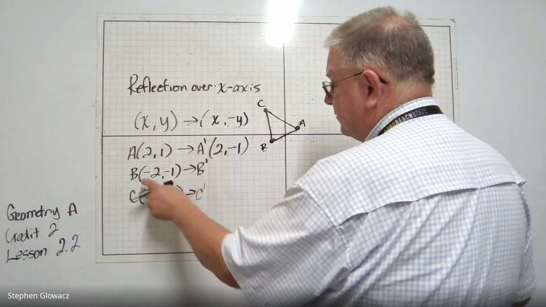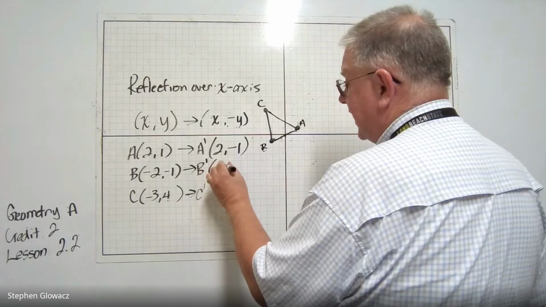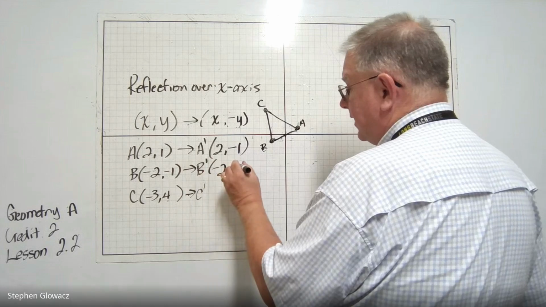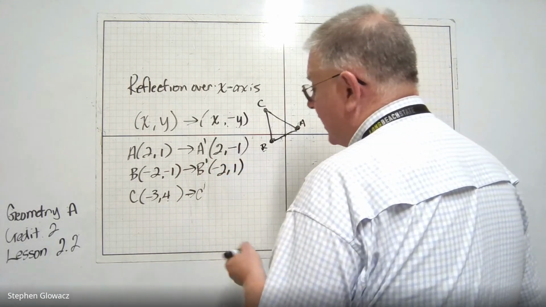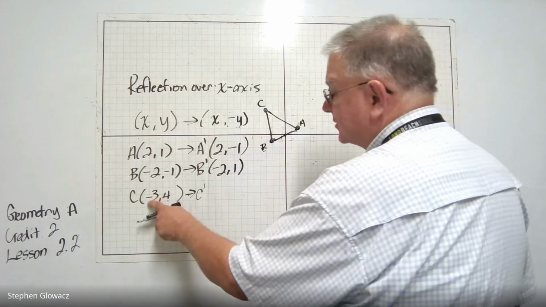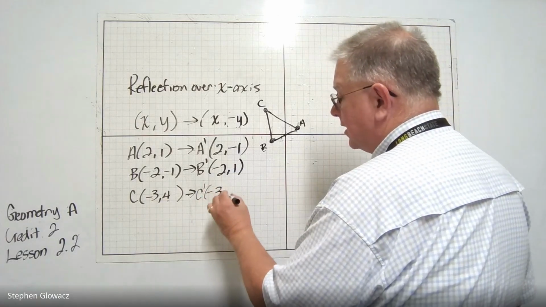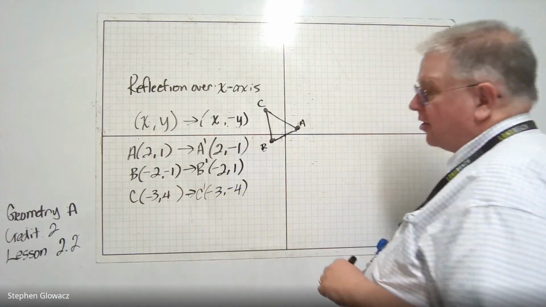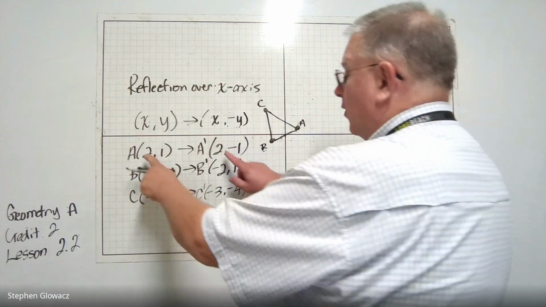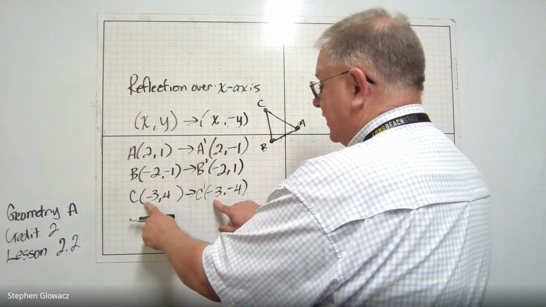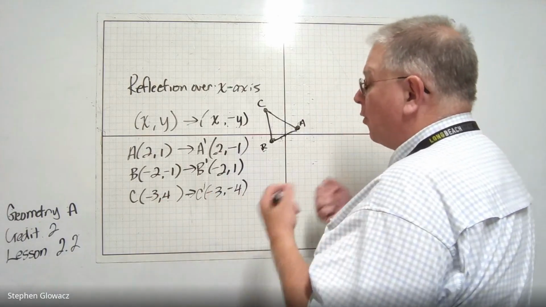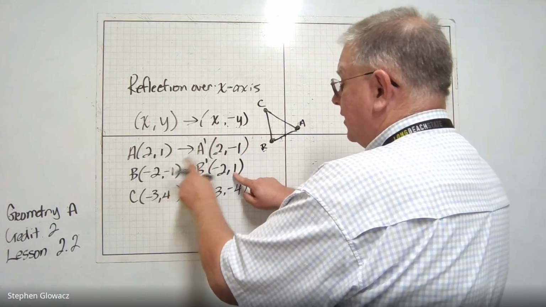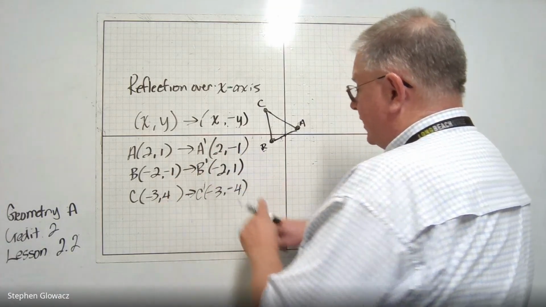B prime, same thing, x-coordinate stays the same, y-coordinate changes its sign, so negative 1 becomes positive 1. Finally, for C prime, again, x-coordinate stays the same, y-coordinate changes its sign. And so again, on all three of those, the x-coordinates, the 2's, the negative 2's, the negative 3's stayed the same. The y-coordinate is what's changed its sign: 1 to negative 1, negative 1 to positive 1, and 4 to negative 4.